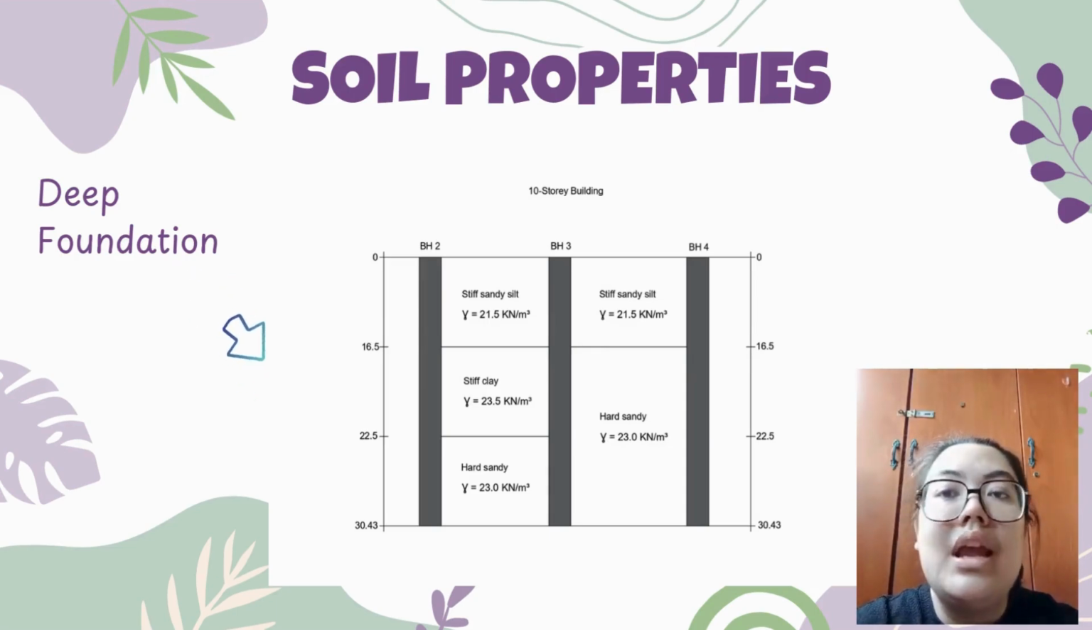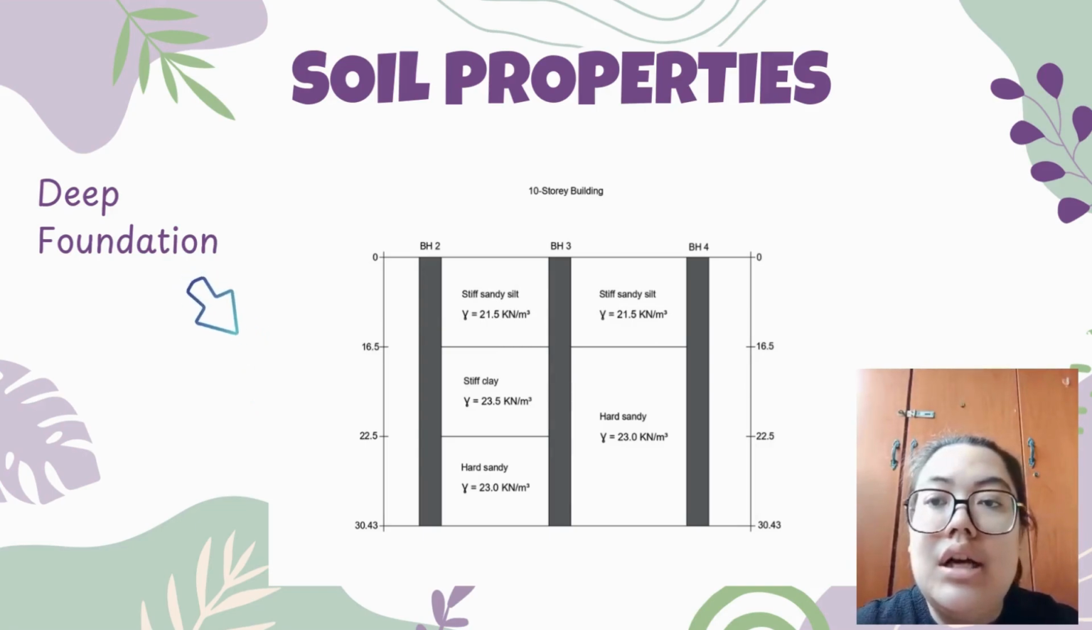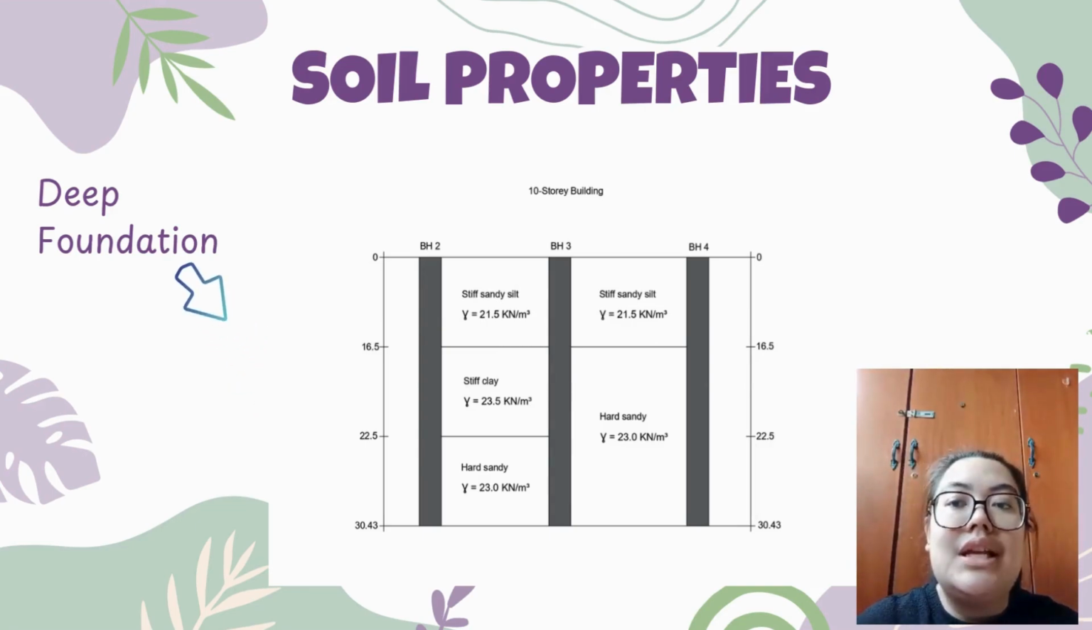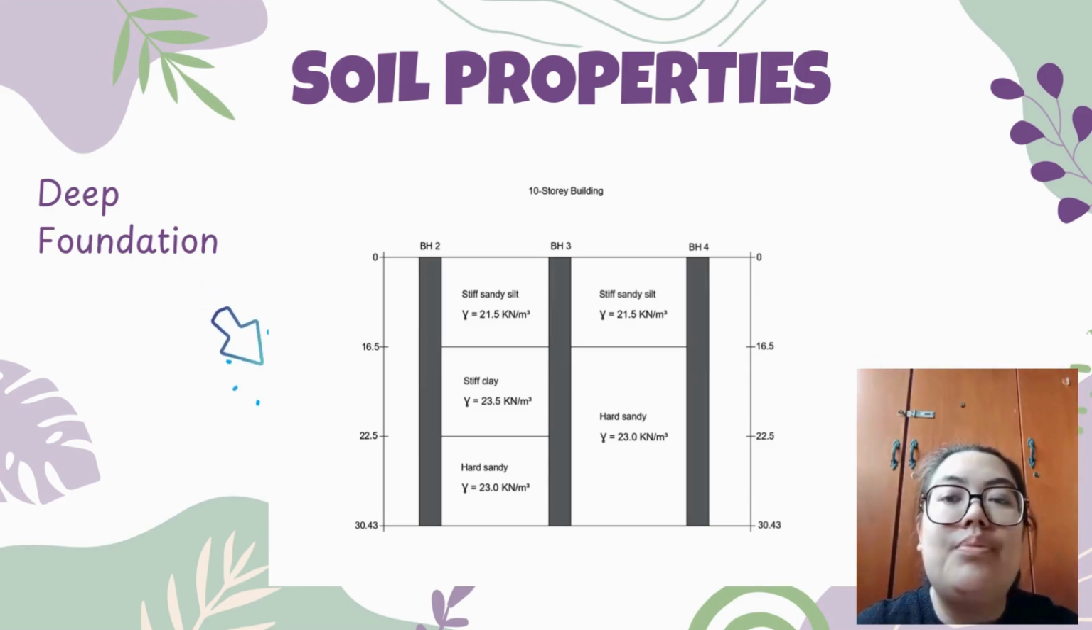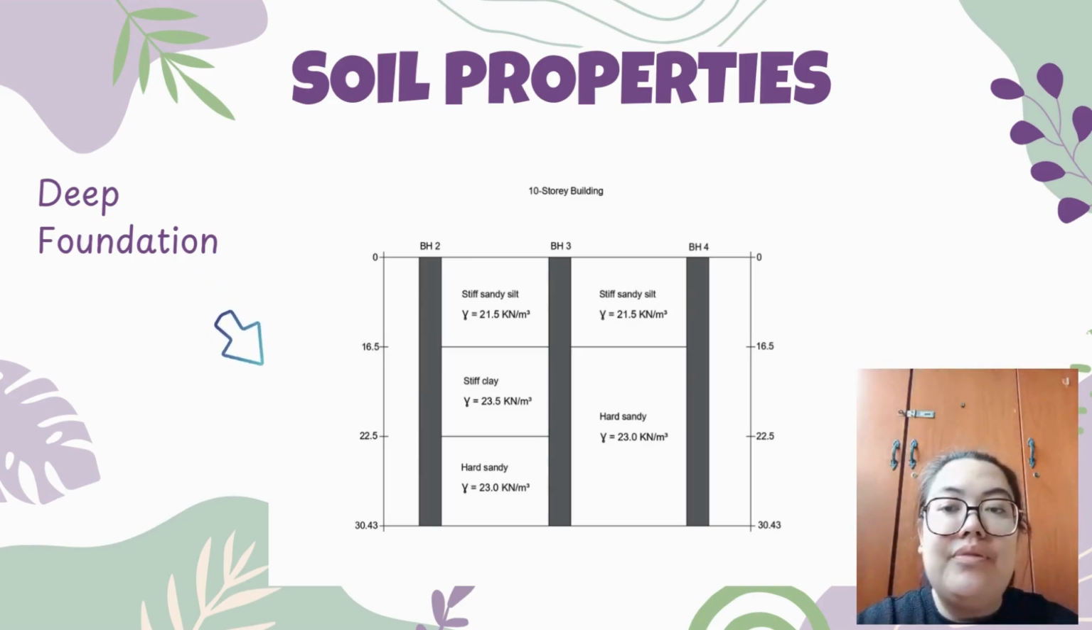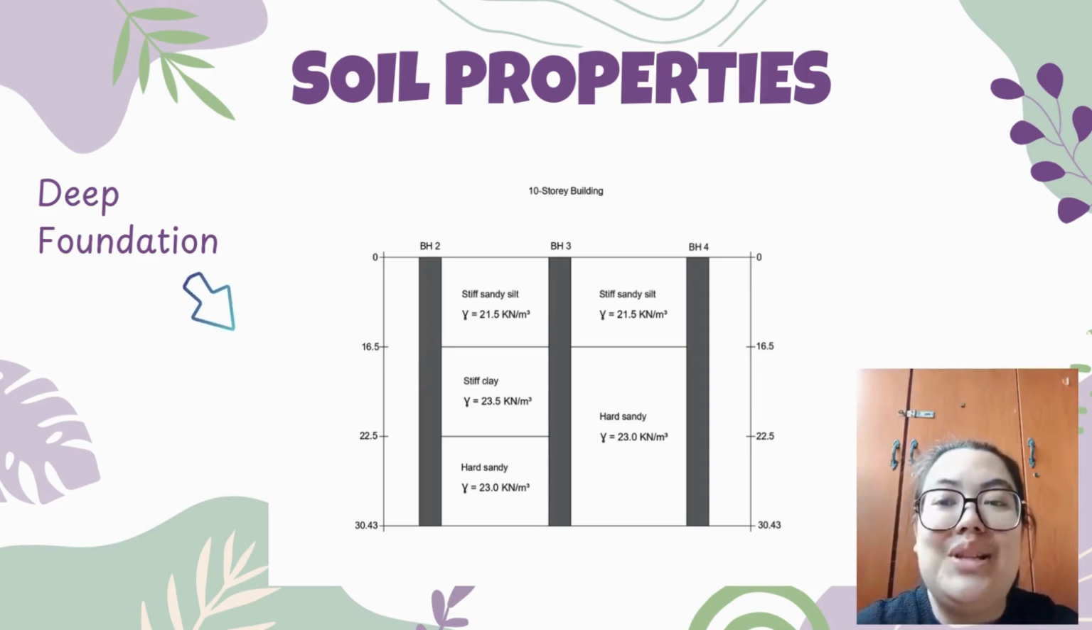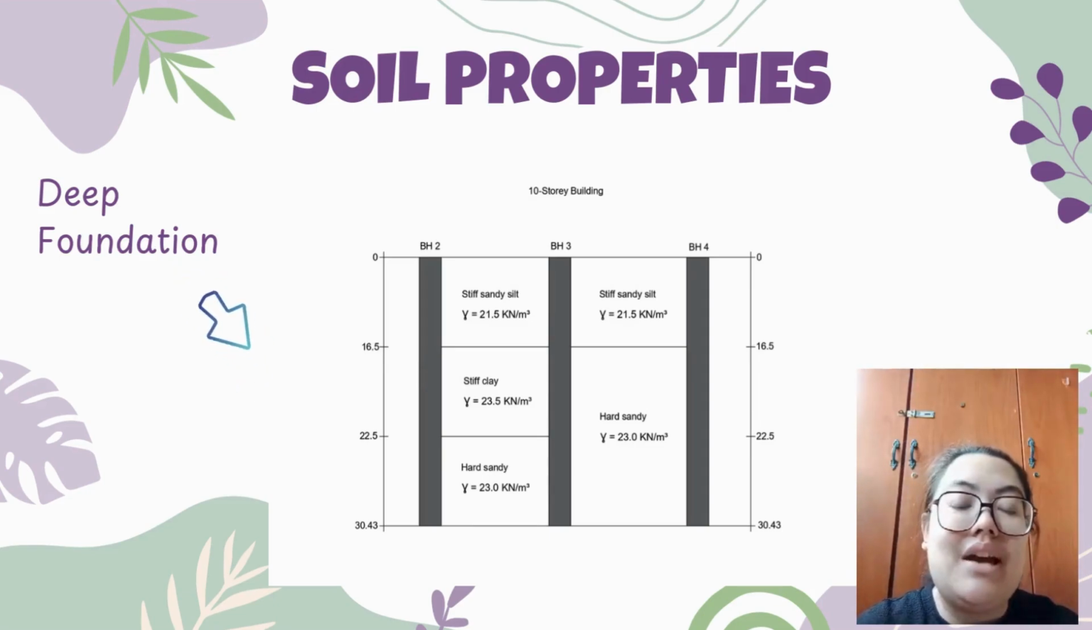From borehole 3 and borehole 4, the soil becomes stiff sandy silt, and the unit weight is 21.5 kN per meter cube at the depth 60.5 meter. Meanwhile, at the depth 30.43, the unit weight is 23.0 kN per meter cube, and the soil becomes harder sandy.